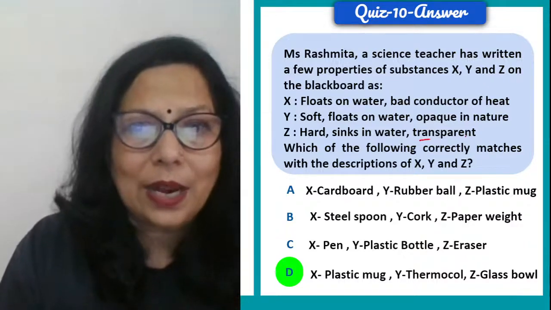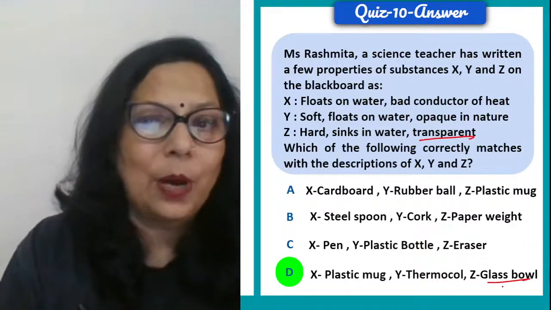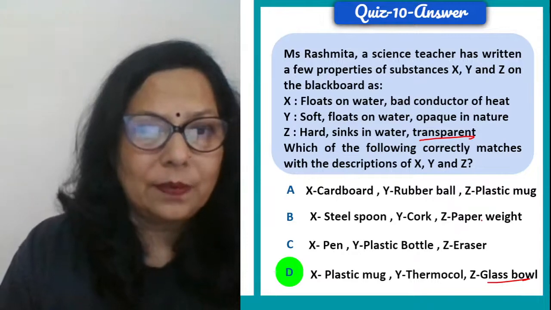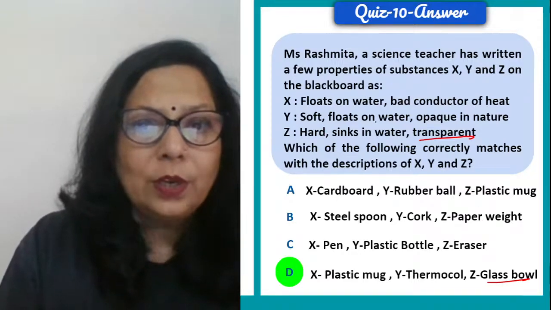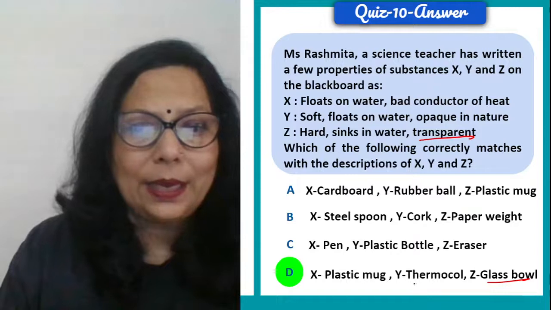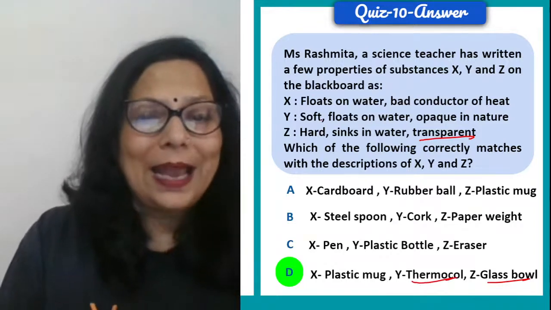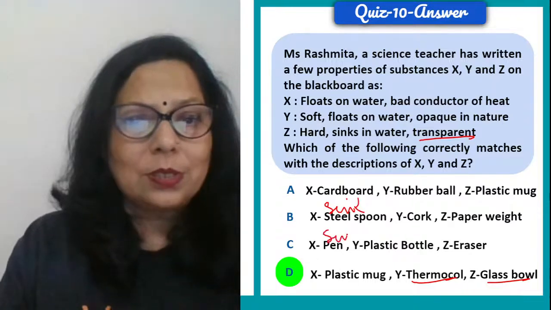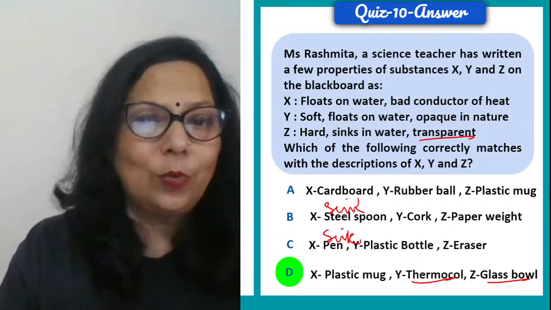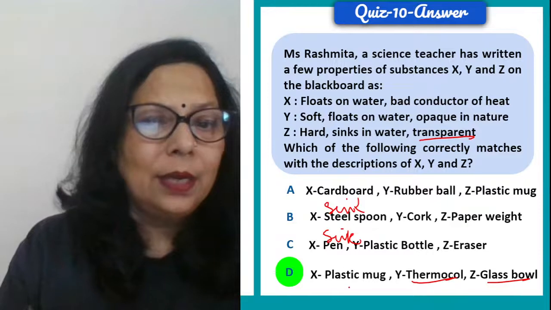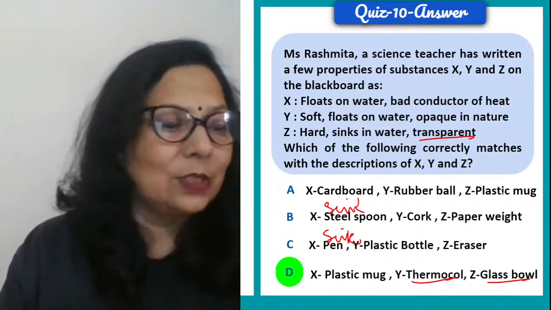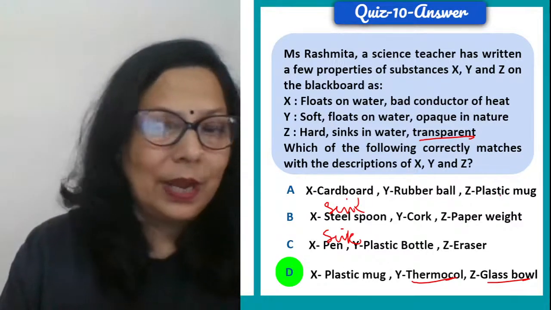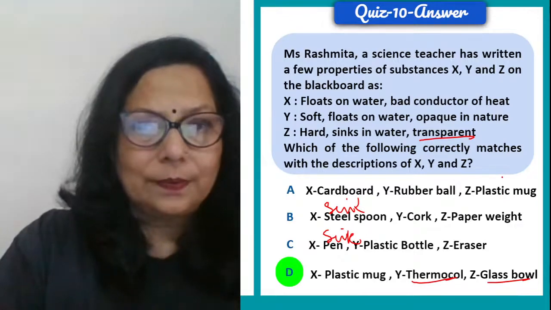यहाँ से पहचान आ रहा है. Transparent is only glass bowl or it could be paperweight. Then soft, floats on water, opaque in nature, thermocol. Lightweight, floats on water, ये sink करेगा. Spoon, pen will also sink. तो B और C तो हो नहीं सकता. You had to make choice between cardboard and plastic mug, but here plastic mug is not transparent. Right? So option D is your answer.